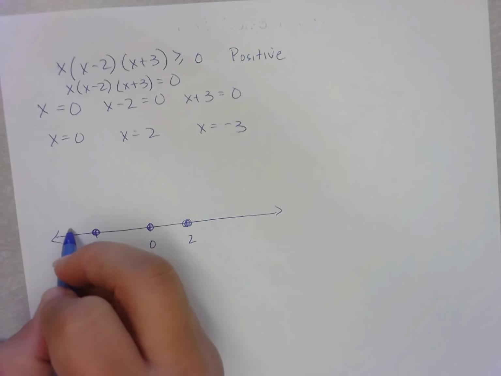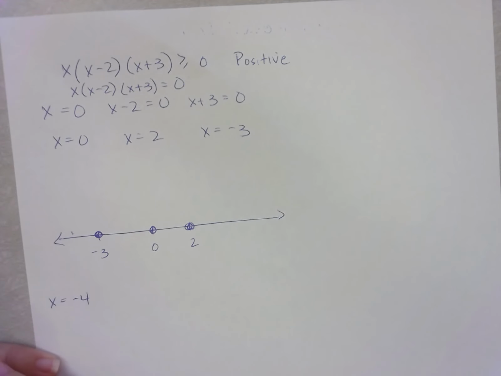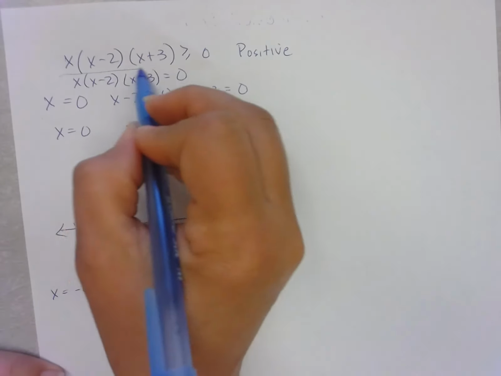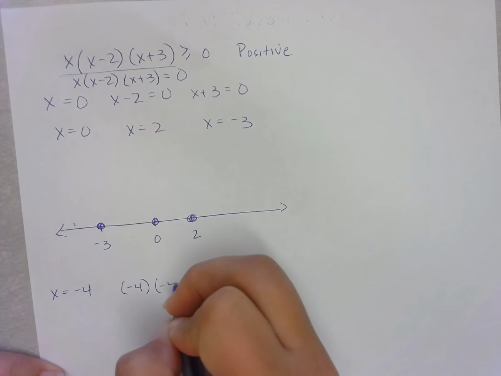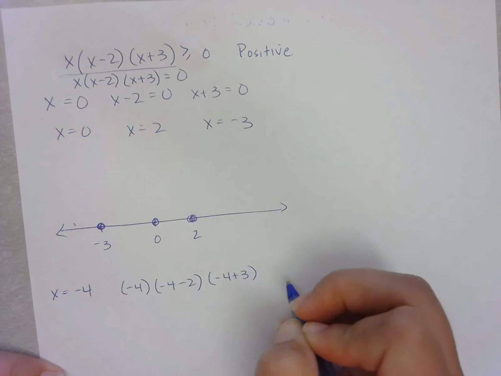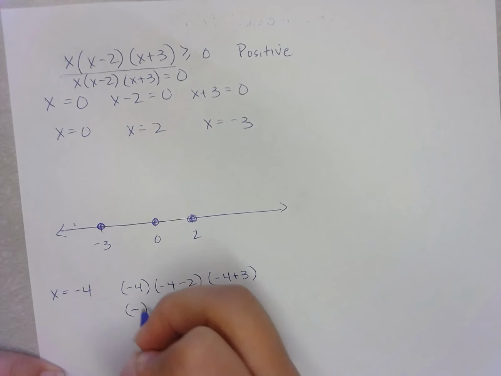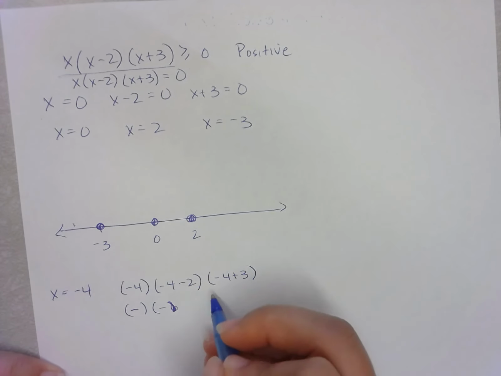So I'm going to test something in this interval, something smaller than -3 that's not -3. All right, so I'm going to plug it right back in here into the factored version. So I'm going to have -4 times -4 minus 2, and then -4 plus 3. And I'm checking what's the sign of this. So this is going to be negative, right? That's -4. This is also going to be negative. I'll just leave off the 6. It's -6, but all I care about is it's minus.